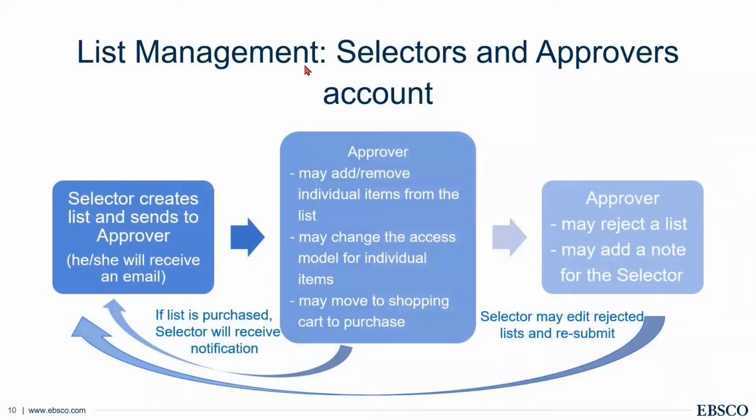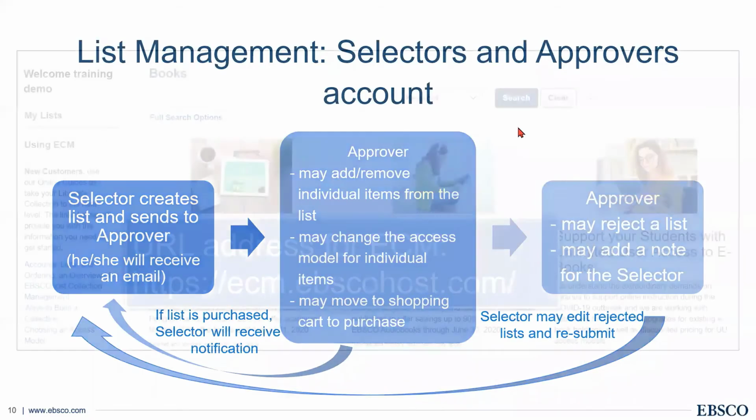Very easily in this graph, just to show you that the selector creates a list, then he will send it to the approver for approval. If the approver is happy with this selection, he can finalize the order, and in that case, the selector will be notified by email that his selection has been approved and purchased. Or the approver can, of course, deny. He can reject the list, and he can add some notes for the selector, and then the list comes back to the selector. He can, of course, make the necessary changes and resubmit again. So this is a very easy process for these two kinds of accounts.